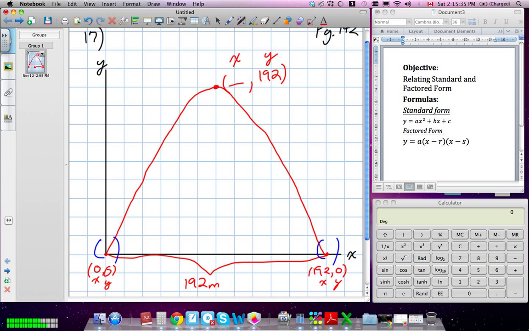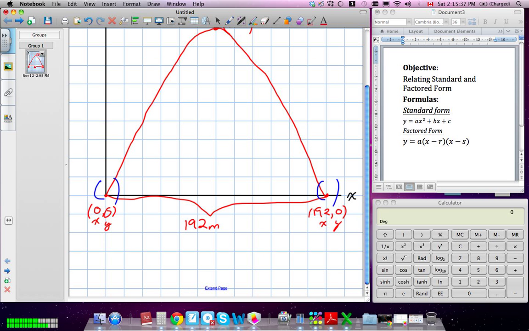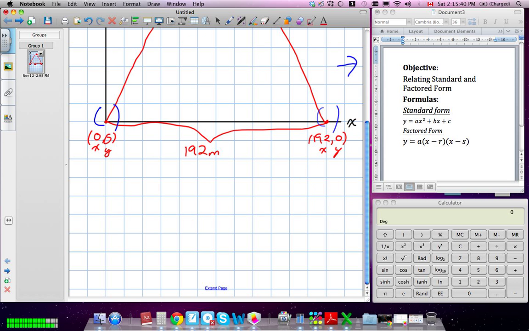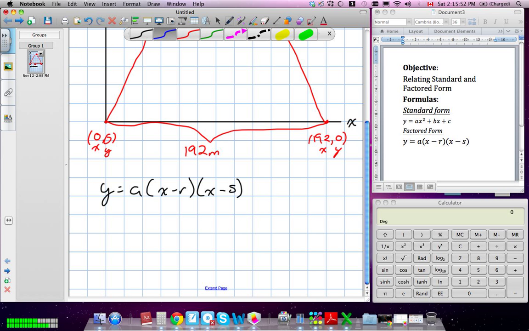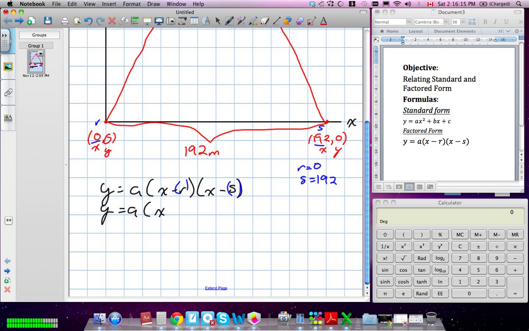Our factored form is y equals a times x minus r times x minus s, right? Well, what are our r and s values? 192 and 0. Okay, so we'll call this s and this r. So we know r is equal to 0 and s is equal to 192. So let's plug those values in for the r and the s. Does it make sense so far? Yeah. y is equal to a, our r value is 0, so x minus 0, x minus 192. We have that much information so far.